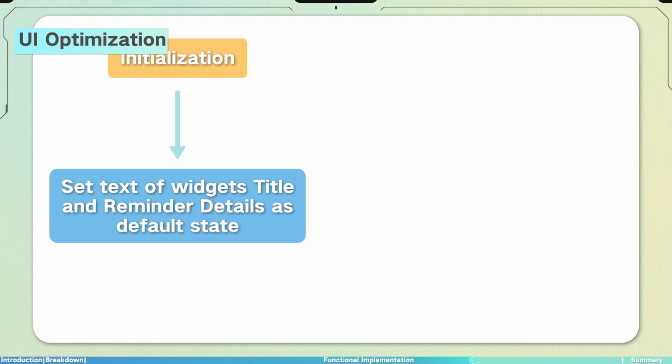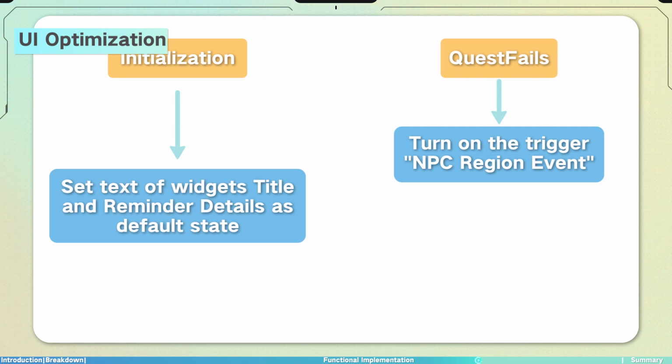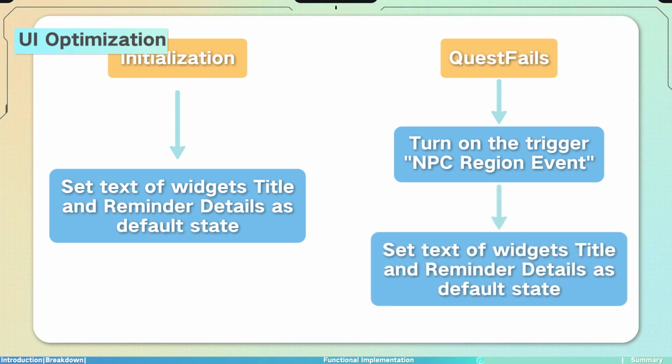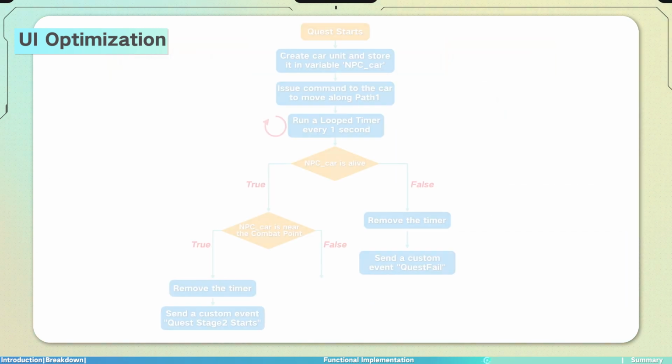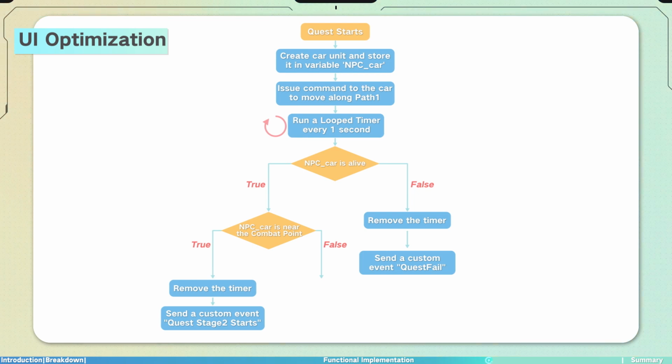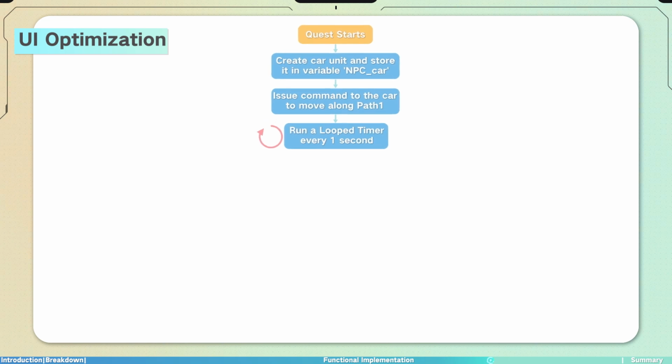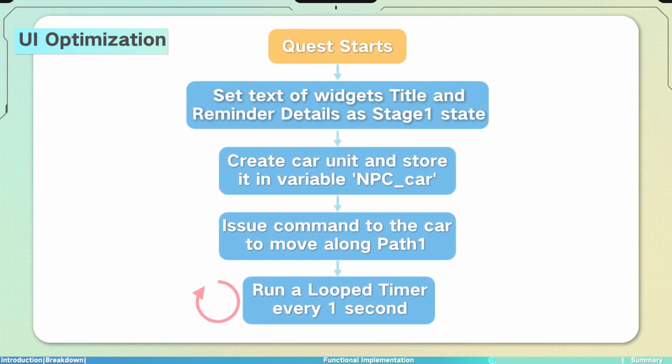As we clarified before, the UI should also be in default states when the quest fails. So, when quest fails, we turn on the trigger NPC region event and set text of default state for these 2 widgets too. Then, we need to set the stage 1, 2, 3 states of the UI in corresponding triggers. For example, in Quest Stage 1's trigger, the UI should be in Stage 1 state. So, we set the widget's text to be Stage 1's information. Repeat the steps to set text of these 2 widgets in Quest Stage 2 and Quest Stage 3.